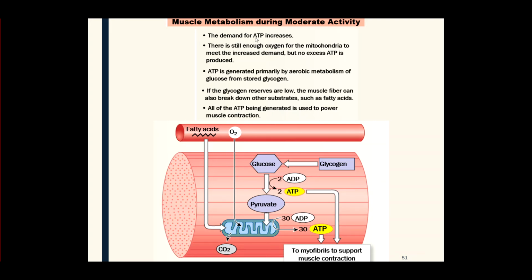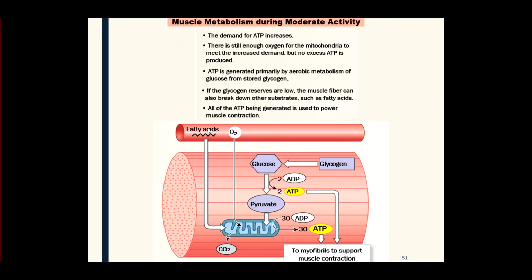The demand obviously is going to increase for ATP. So there's still enough oxygen in the mitochondria to meet that demand. But watch this. There's no excess ATP being made. Remember with the resting muscle, we had more than enough ATP. We can convert it to creatine phosphate. So if you notice now, the mitochondria is making ATP, but notice we're not depositing into savings account number 1, right? That's because we don't have enough ATP to do that.